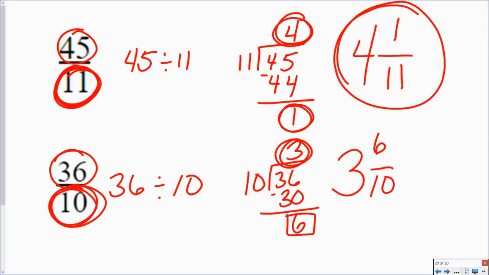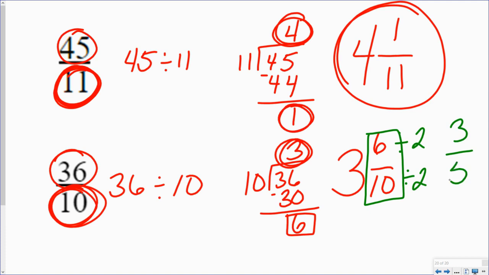But if you notice in this one, 6 and 10 in my fraction are both even numbers, so they are both divisible by 2. If I take 6 divided by 2, that gives me 3, and 10 divided by 2 gives me 5. So my simplified mixed number would be 3 and 3/5.